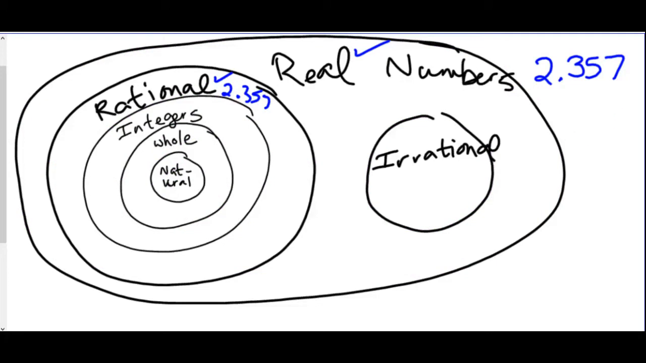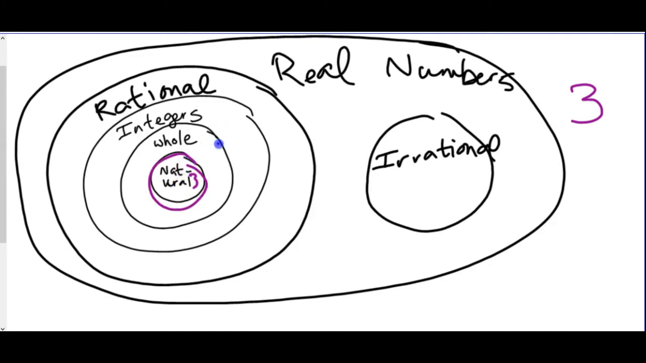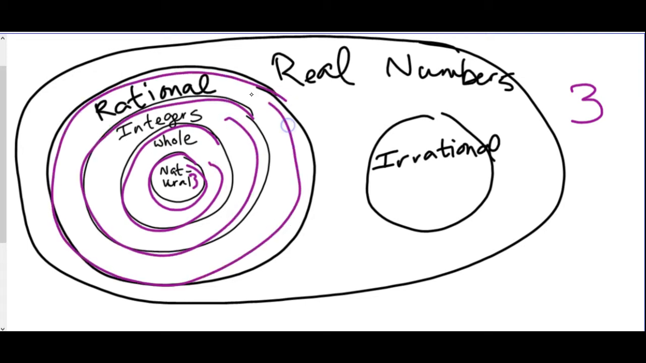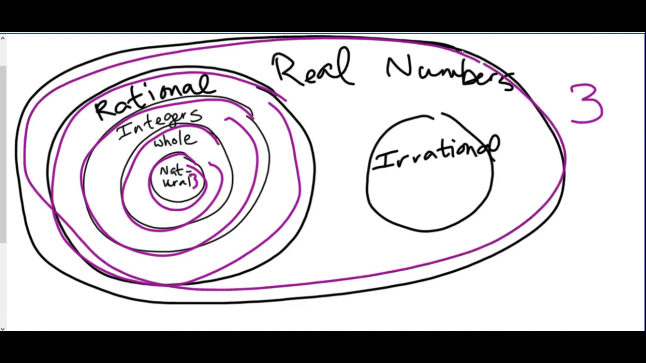One last example, if I were to just give you the number 3. 3 is a natural number. That's the smallest circle it can fit in, which means it's also a whole number. It's also an integer. It's also a rational because all of those fit natural numbers inside of it, and it's also a real number, so it fits in a lot of categories.